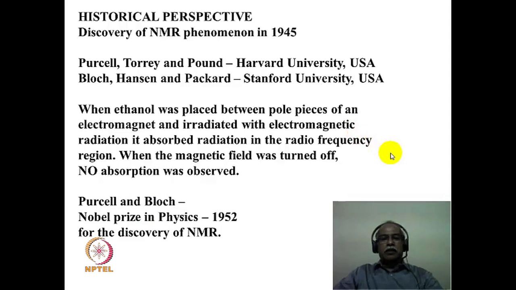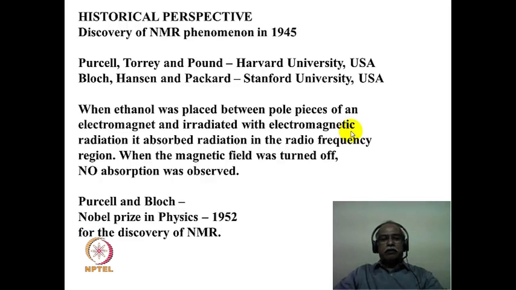Now, from the historical perspective, the phenomenon of nuclear magnetic resonance was discovered in the year 1945 by two groups working independently, one at Harvard University and another at Stanford University. Purcell, Torrey and Pound were working at Harvard University. Bloch, Hansen and Packard were working at Stanford University. The experiment they performed was very simple.